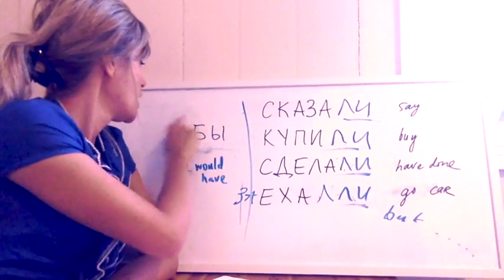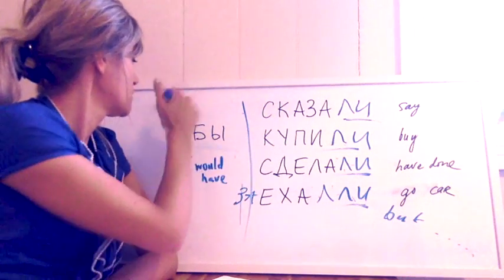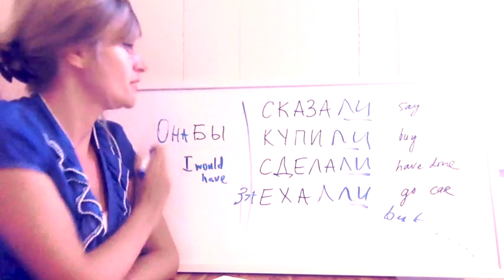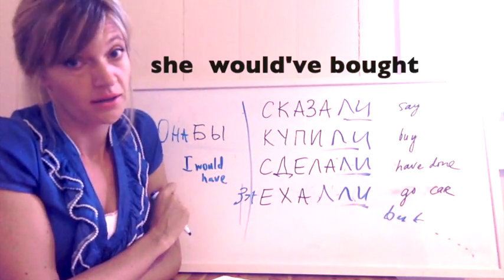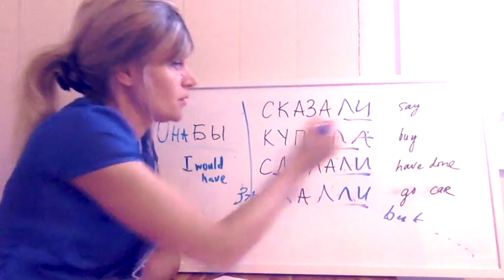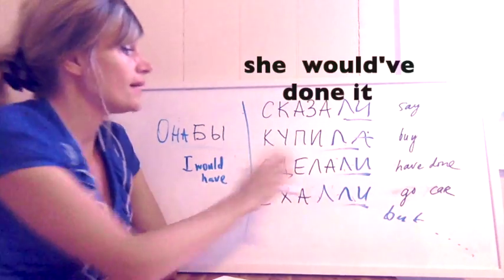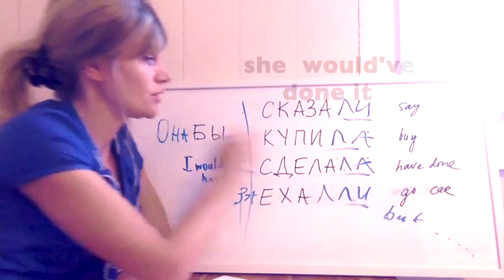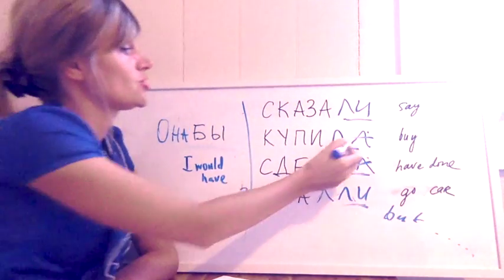The same you can say about other people. Она бы. Let's say you defend somebody. Она бы купила, but she didn't have much time. Она бы сделала. So you can talk about other people here. Just change the ending accordingly.